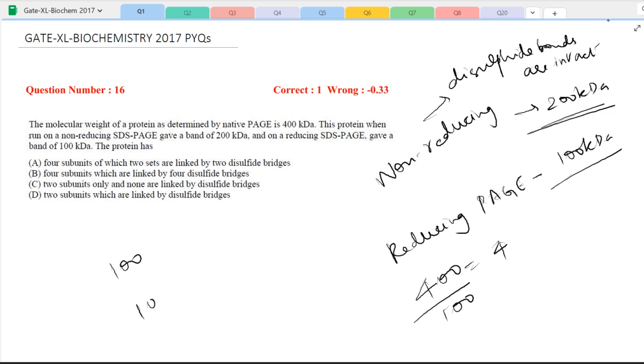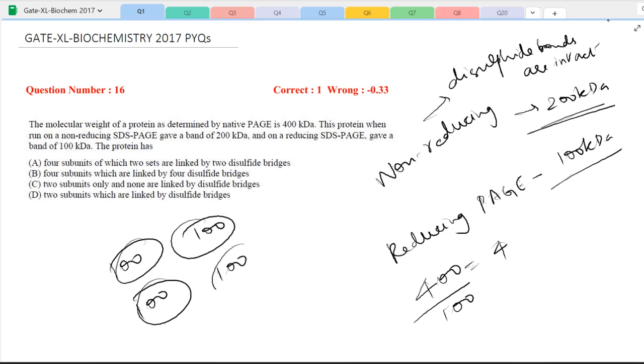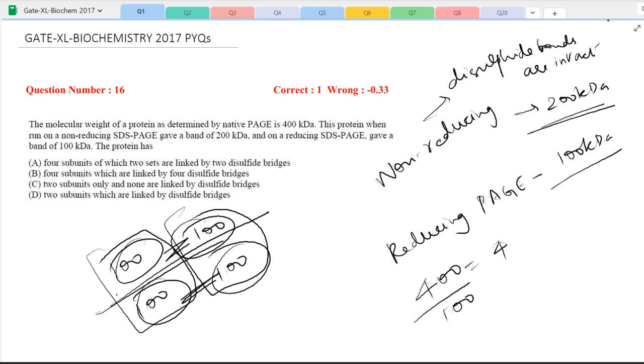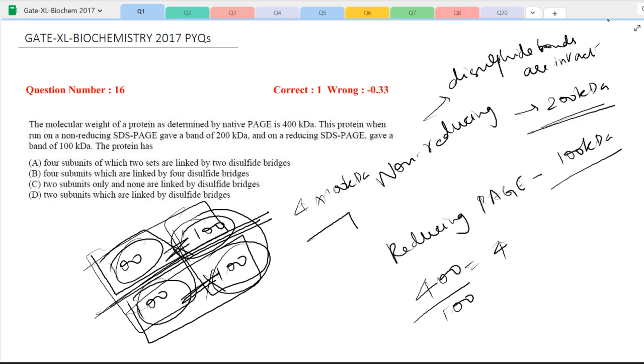So if I have 4 subunits like this, hypothetically, let's take this as one set and this as one set, and there are disulfide bonds between them. In case of a non-reducing PAGE, you have only the cleavage like this, and as a result you have these 200 kilodalton bands. However, when you have a reducing SDS PAGE condition, even this is cleaved, and hence you have 4 into 100 kilodalton, and that ultimately gives you one thick 100 kilodalton band.